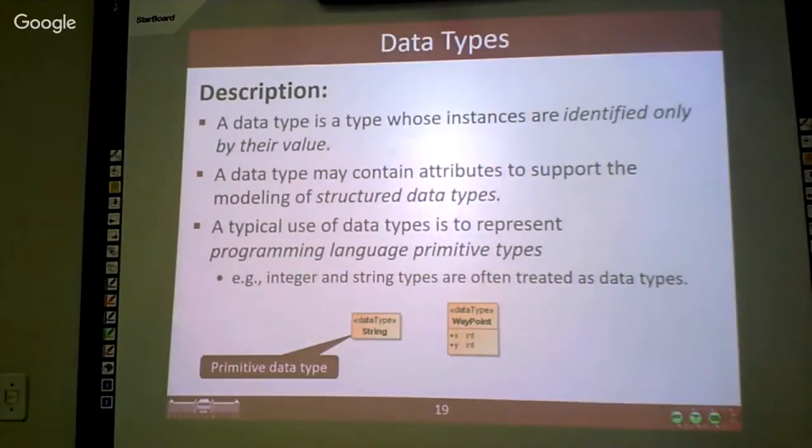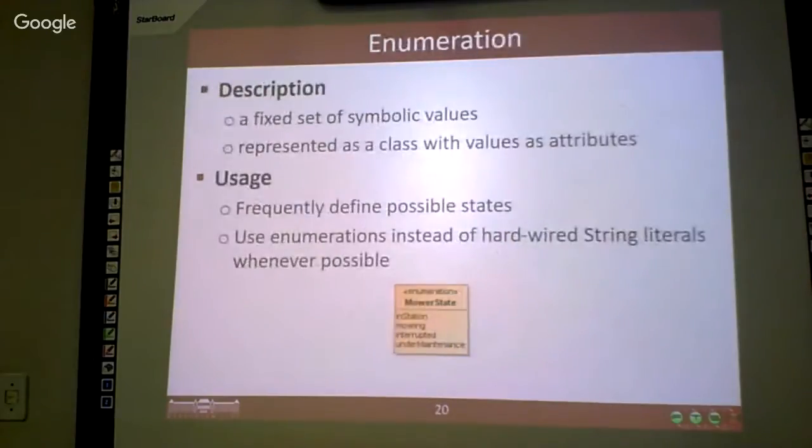have two attributes. And the typical use of a data type is to represent the programming language primitive types. So integer and string types are often treated as data types during modeling. And we talked about it, so there is also, we can define enumerations. That is also a kind of classifier.